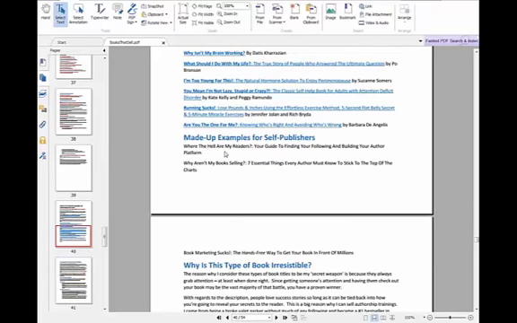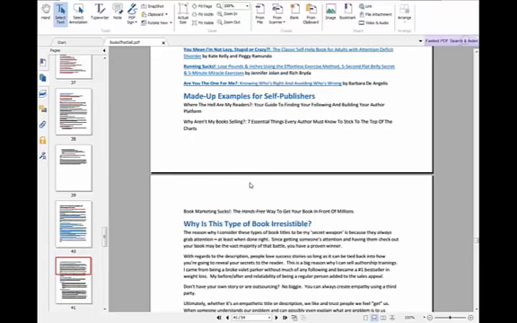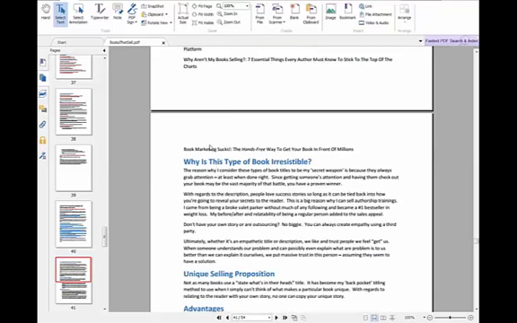So let's use some examples for self-publishers. "Where the hell are my readers? Your guide to finding your following and building your author platform." So if you've ever asked yourself that, or you see that book and you're like, oh yeah, I need to know that. "Why aren't my books selling?" If that's a question you've ever asked, then this book might grab your attention. Book marketing sucks. If you're angry, if you're like, oh, I hate it. Well, what if there's a hands-free way to get your book in front of millions where you don't have to market the book yourself? Well, that might be intriguing, right?